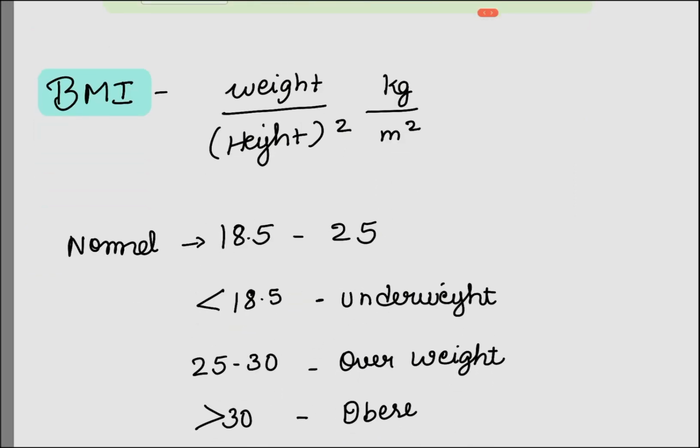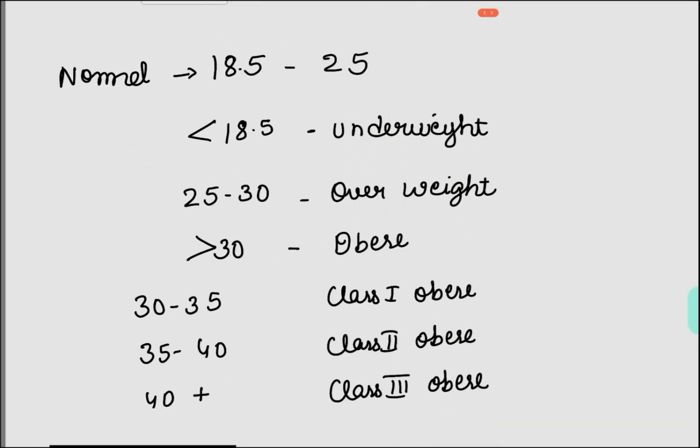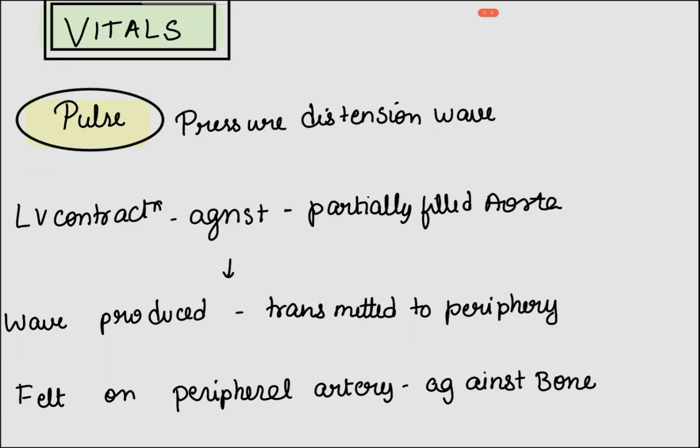Then we take height, weight, we calculate BMI, and for BMI the normal value is 18.5 to 25. Anything more than 25 would be obese, and anything less than 18.5 would be underweight. So we move on to vitals.